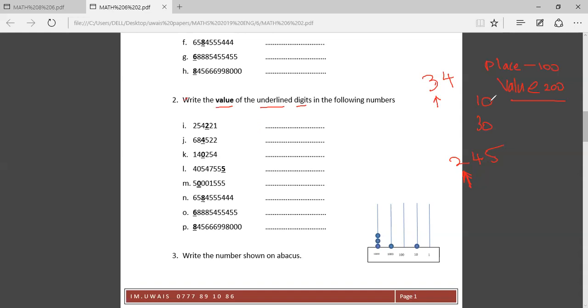Difference between value and place value.